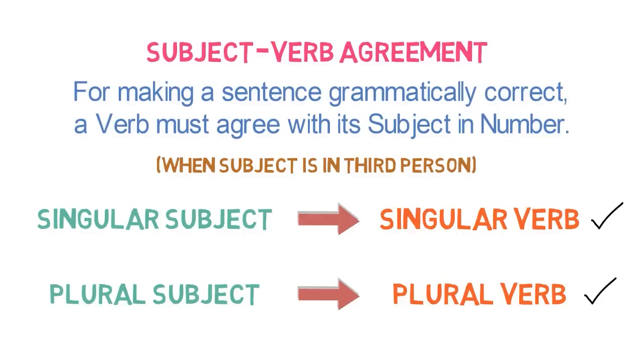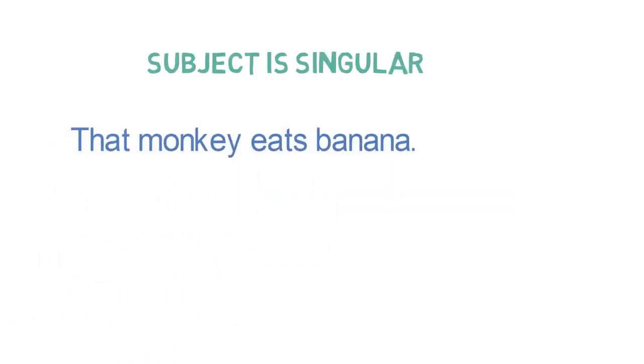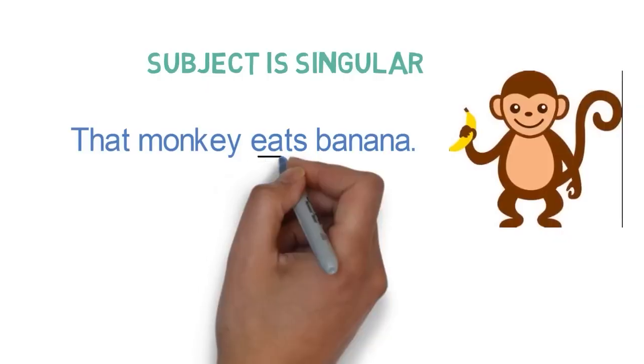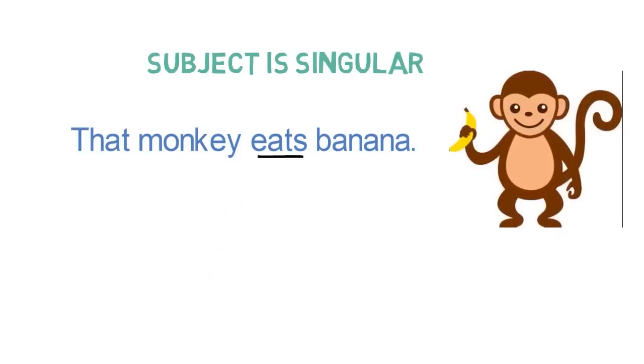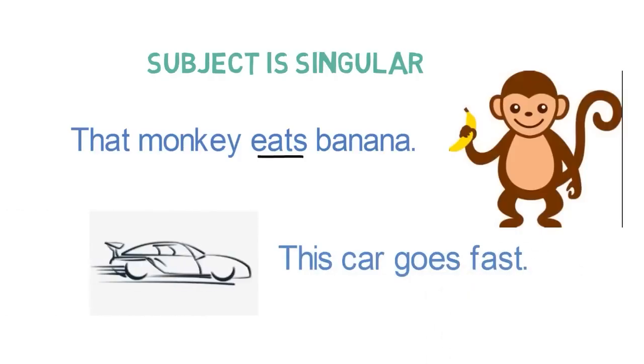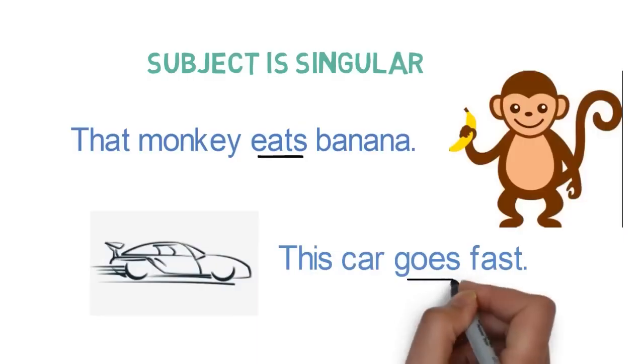Now, let's look into examples to make things clear. Let's look into an example where the subject is singular. That monkey eats banana. Here, the subject is monkey, which is singular. So, the verb will also be singular. In this case, it is eats. Let's look into one more example. This car goes fast. Here, the subject is car, which is singular. The verb will also be singular. In this case, it is goes.